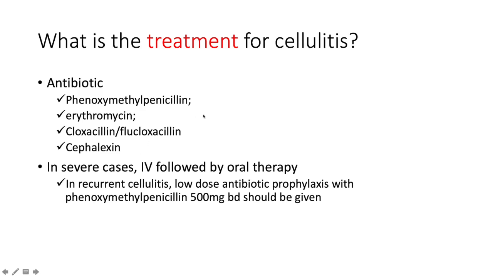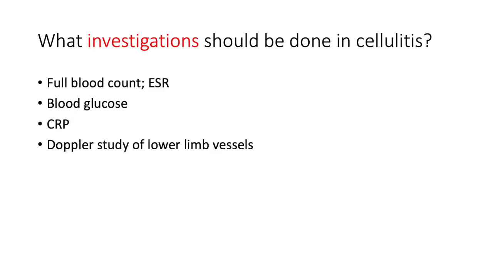What is the treatment for cellulitis? Well, antibiotics are the name of the game. Phenoxymethylpenicillin, erythromycin. But what's very common in our setting is using clox. So either IV clox or oral flucloxacillin, cefalexin as well can be used. In severe cases, you want to use intravenous antibiotics, which is then followed by oral therapy. In recurrent cellulitis, low-dose antibiotic prophylaxis with phenoxymethylpenicillin 500 mg should be given.